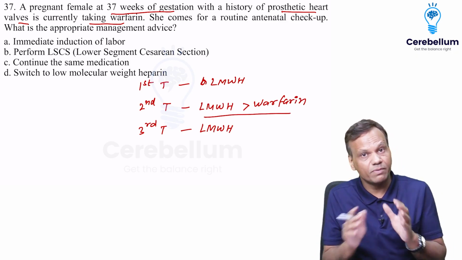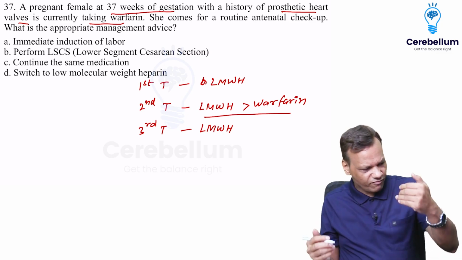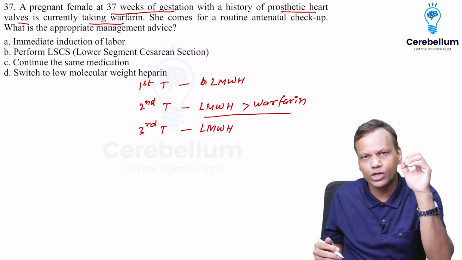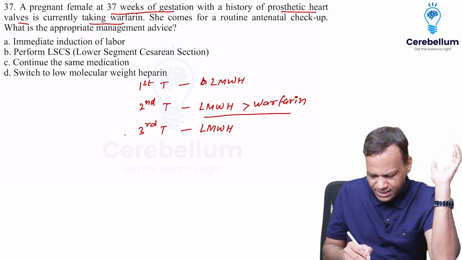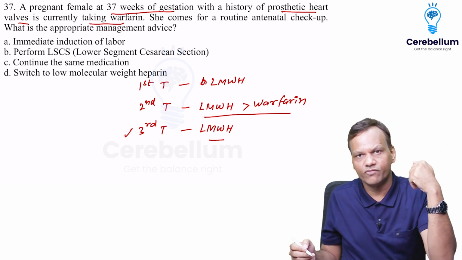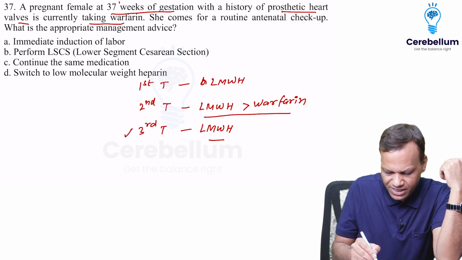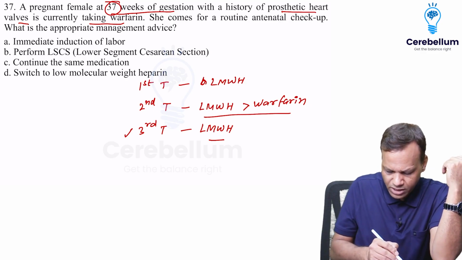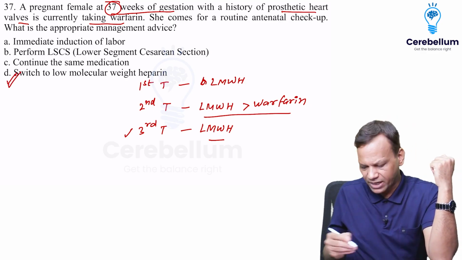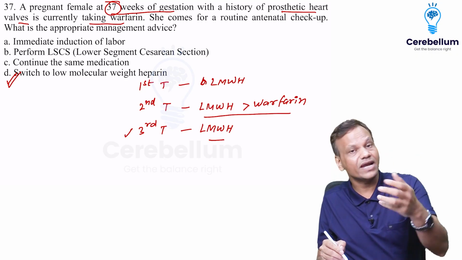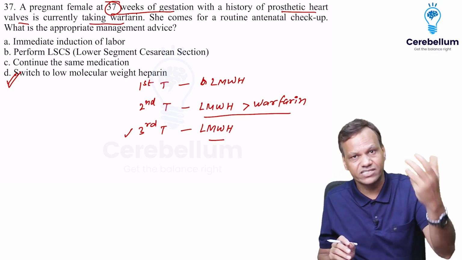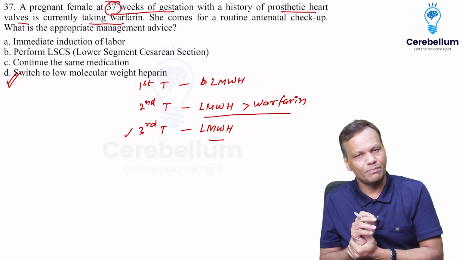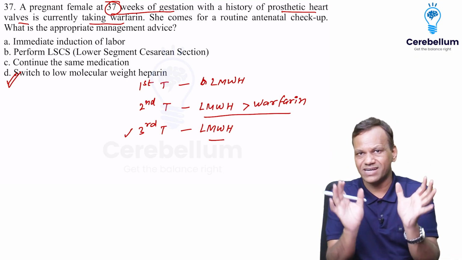Okay? Normally, we prefer low molecular weight heparin. But if a female is already taking warfarin, then we will not stop her. We will ask her to continue till 36 weeks. At 37 weeks, come to low molecular weight heparin. Clear? So here the female is coming at 37 weeks. So we will advise to switch to low molecular weight heparin. But had she been in the second trimester and taking warfarin, we will not say start just now. We will say continue till 36 weeks, then change to heparin. Otherwise, heparin is the best answer now.